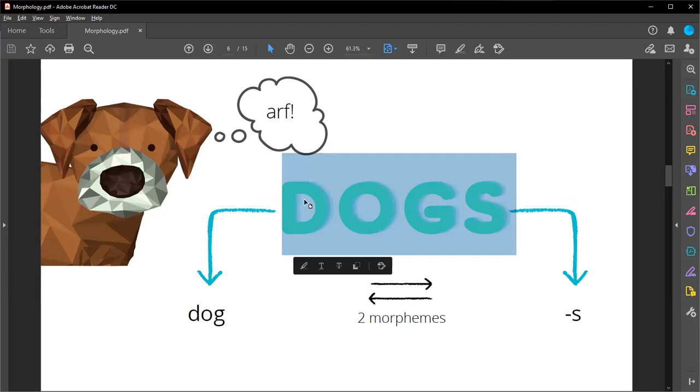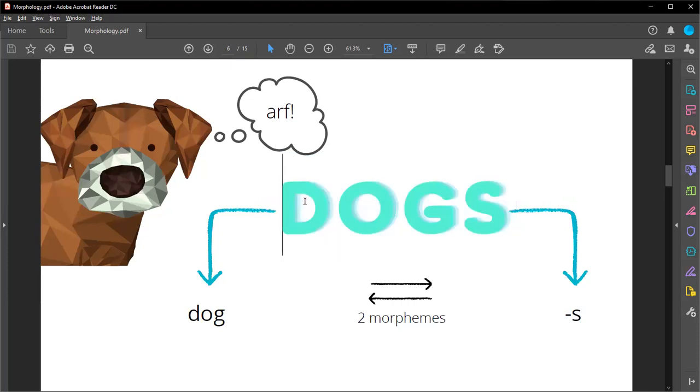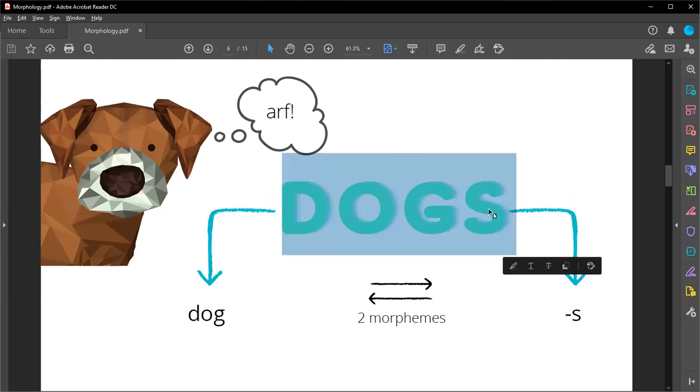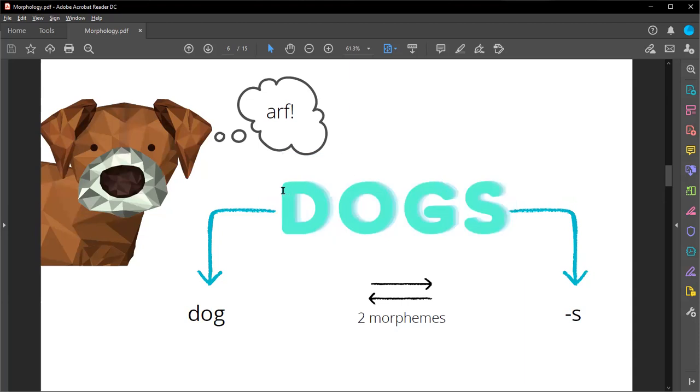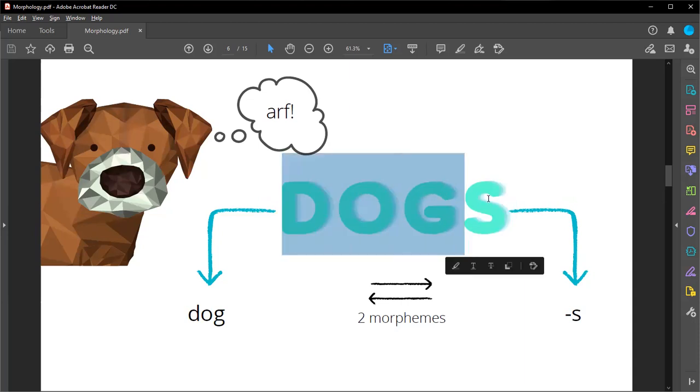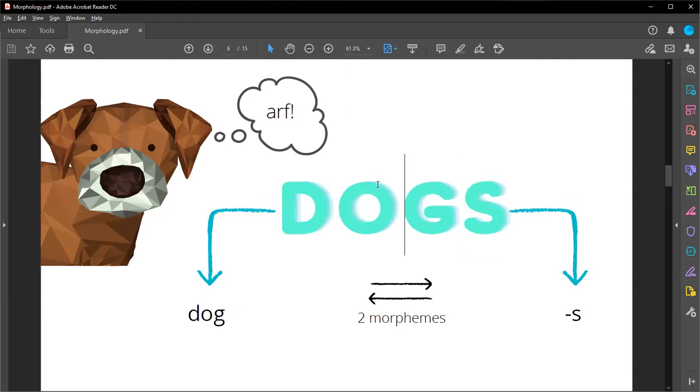Let's find out. Let's connect it. When we talk about morphology, we are talking about word formation. So in dogs, how do we put the parts in order to come up with the word dog? Do we use dog plus s, or do we use do plus gs, or do we use d and ogs?